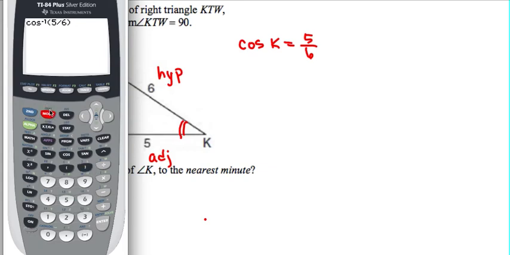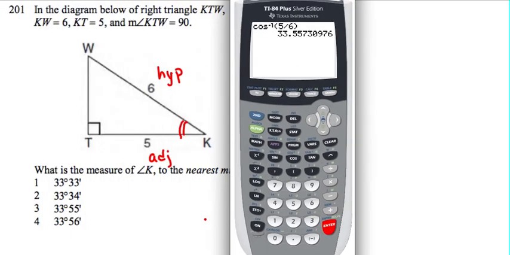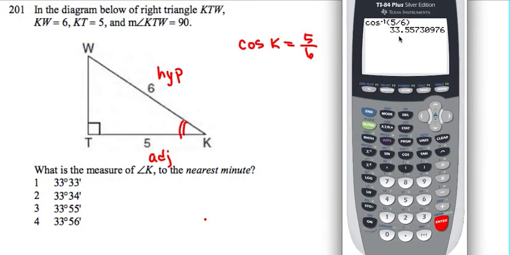Now notice if you press mode, right now my mode has to be in degrees in order for me to answer this question, because my answers were in terms of degrees. Now press enter, and that's what I'm getting. It looks like 33.56, but that's not the correct answer because we need to convert this into minutes.